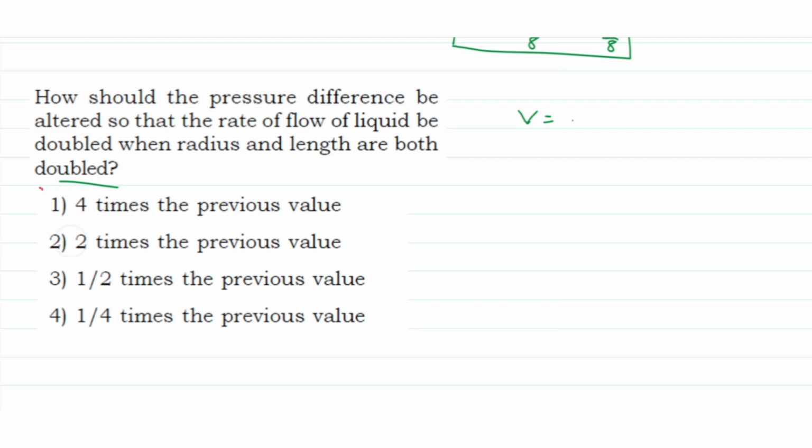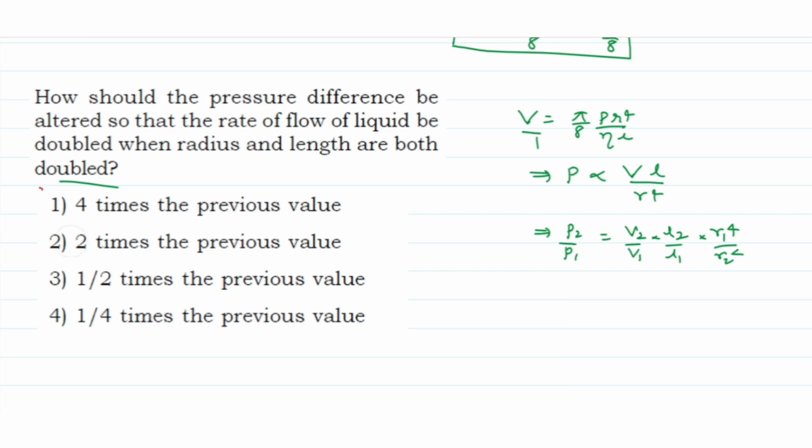The volume of the liquid flowing per unit time is pi by 8 into P R power 4 by 8 eta into L. That means how is pressure related to volume? Just cross multiply this one: pressure is directly proportional to V into L by R power 4. That means P2 by P1 equals V2 by V1 into L2 by L1 into R1 power 4 by R2 power 4. So the final volume is given as double, 2V by V.